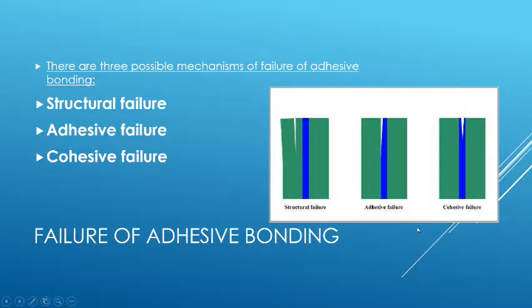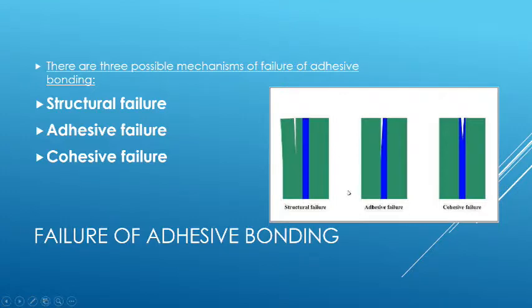So this is the failure of adhesive bonding. There are three types of failure in the bonding. First, the structural failure. Structural failure refers to the internal failure of a substrate material in a region close to the joint. So this is a structural failure, where the failure happens only in the substrate, but not in the adhesive layer.